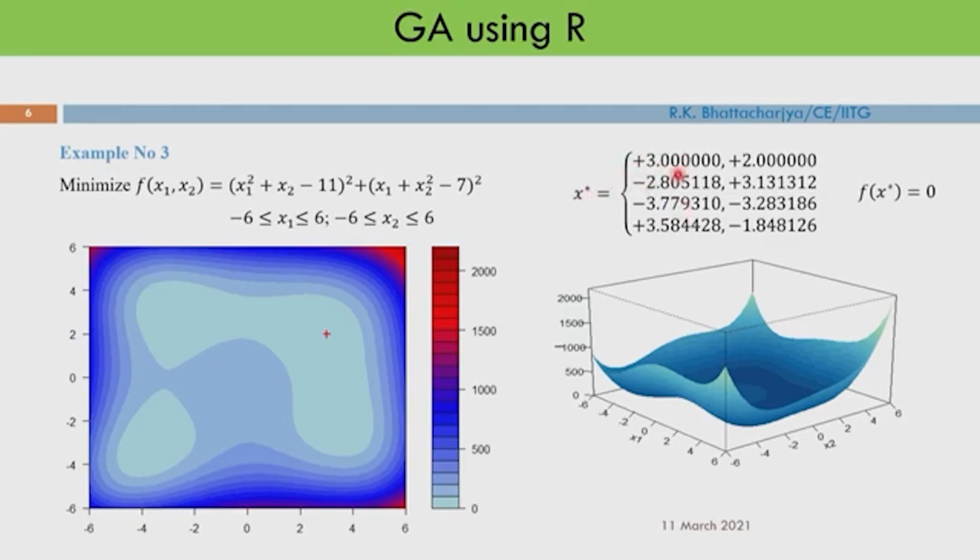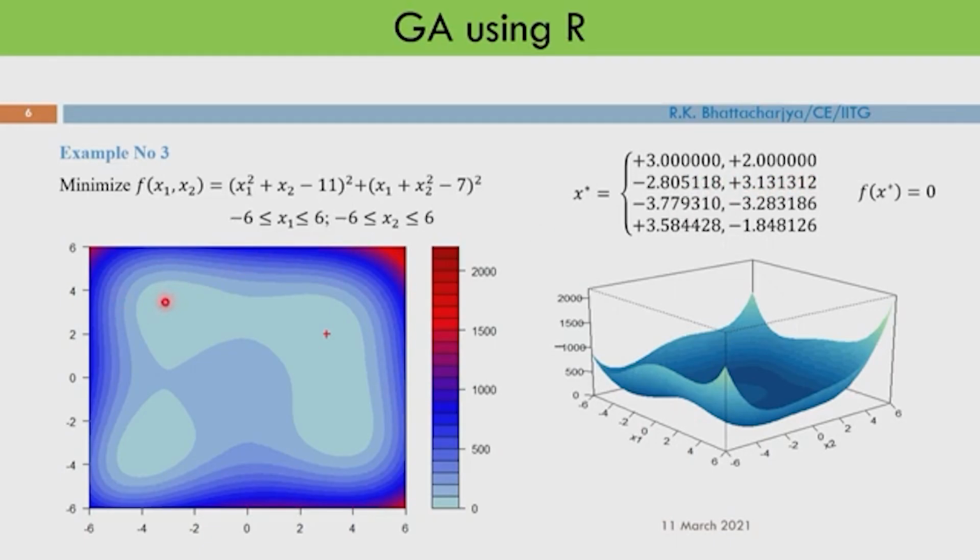These solutions are given here. There are 4 optimal solutions. x star is equal to 3 and 2, which is in the first quadrant, and then you have minus 2.805118 and 3.13132.